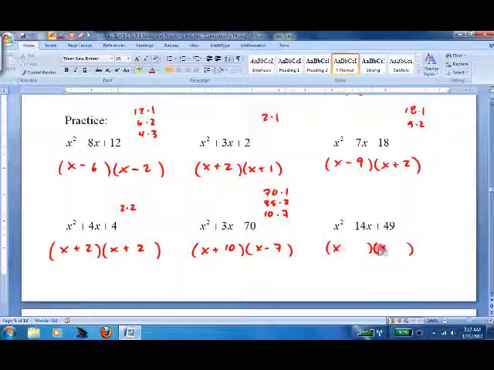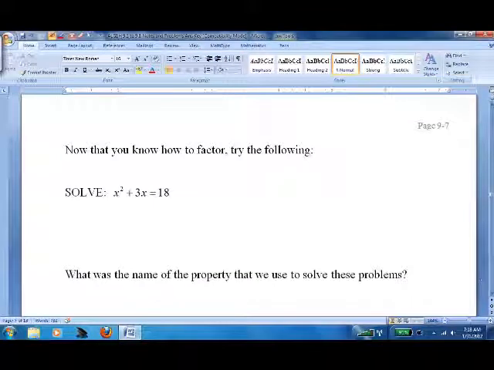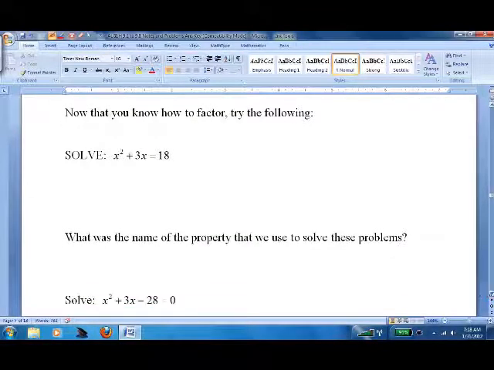I'm on a roll. This is a dead giveaway, and we're going to get back to this a little bit. Perfect square, minus, minus. So I think it's going to be 7 and 7. I'll write it down just to be thorough. Negative 7 times negative 7, positive 49. Negative 7 plus negative 7, negative 14. So that's just the factoring part.